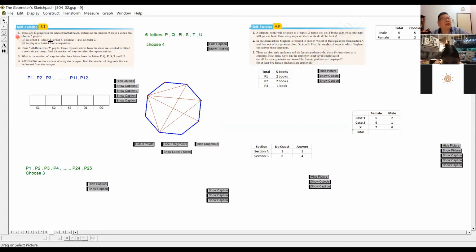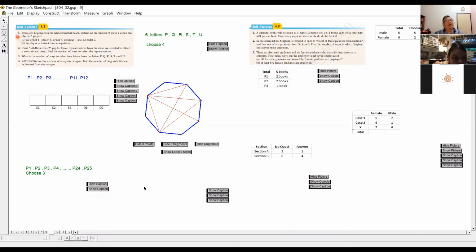Li Ying, can you read question number one? 4.7 number one. There are 12 players in the school handball team. Determine the number of ways a coach can choose 5 players as striker 1, striker 2, striker 3, defender 1 and defender 2 to play in a district level competition.